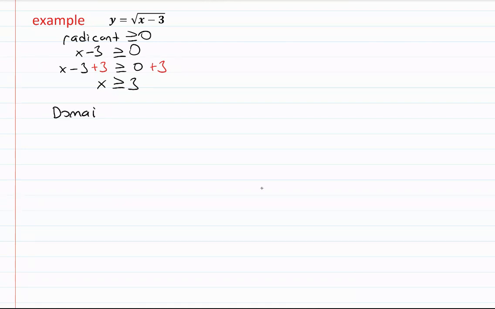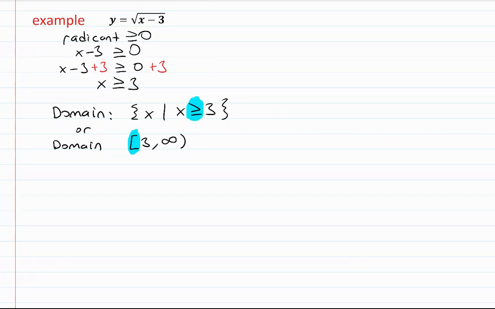My domain in here is x bigger than or equal to 3, or I can write the domain as: it includes 3 and goes to positive infinity. Since I have a bigger than or equal sign, I should use this bracket, and then it goes to infinity.